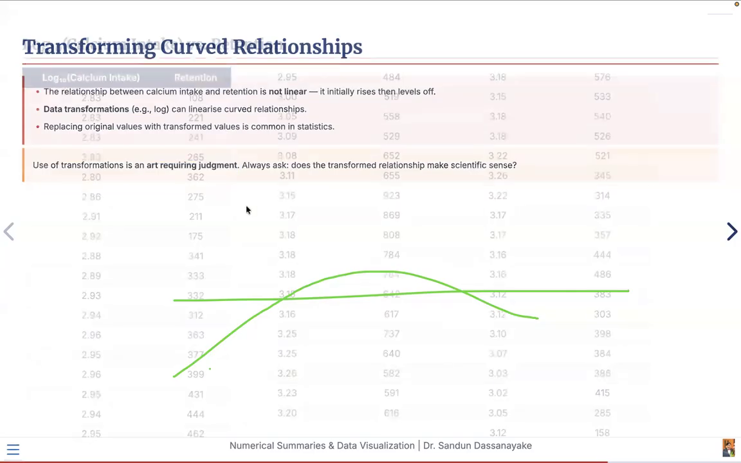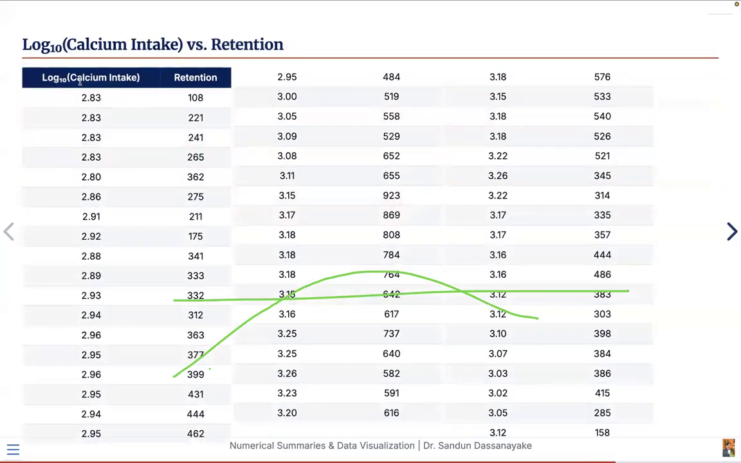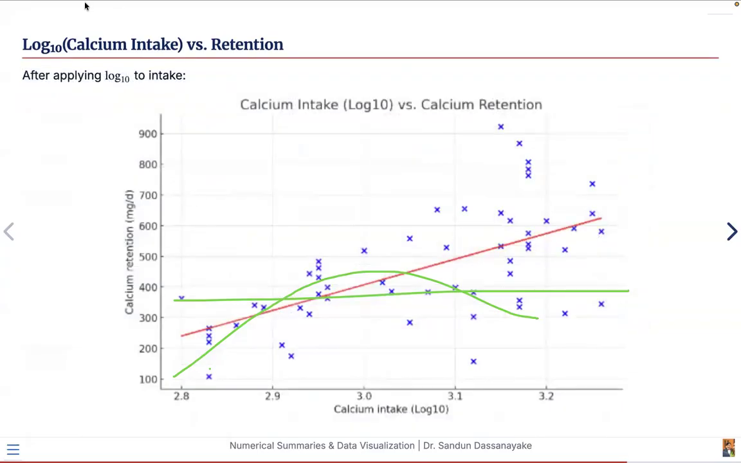Now let's look at the transformation. Now log calcium intake. In this case, we take the log value of the calcium intake, and the retention is the same, and let's see what we get. Let me clear my drawings. Now you can see some other pattern. Now you can see some clear variation. Even though there is some clustering as well, some linear relationship can be fitted.